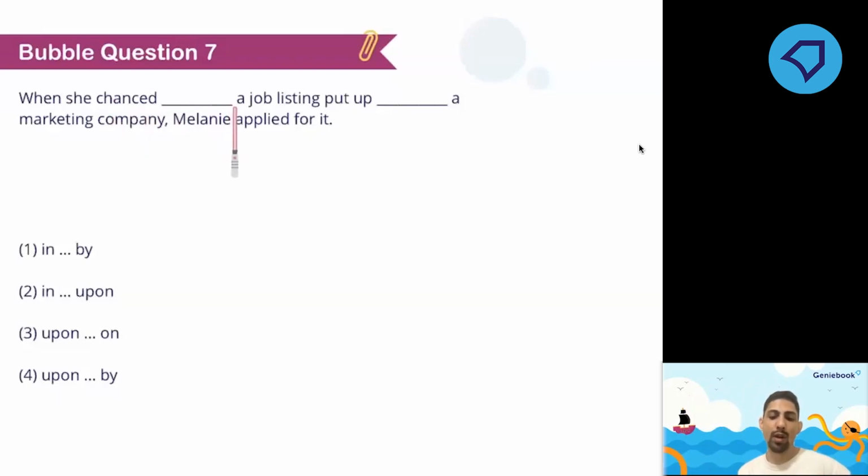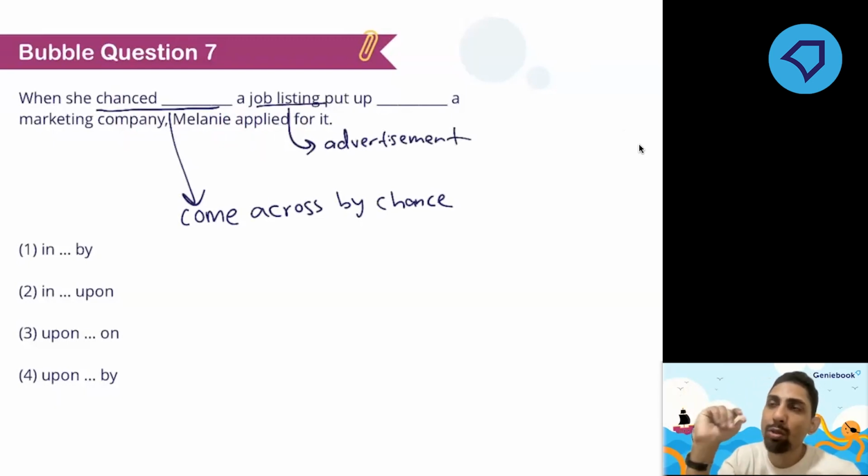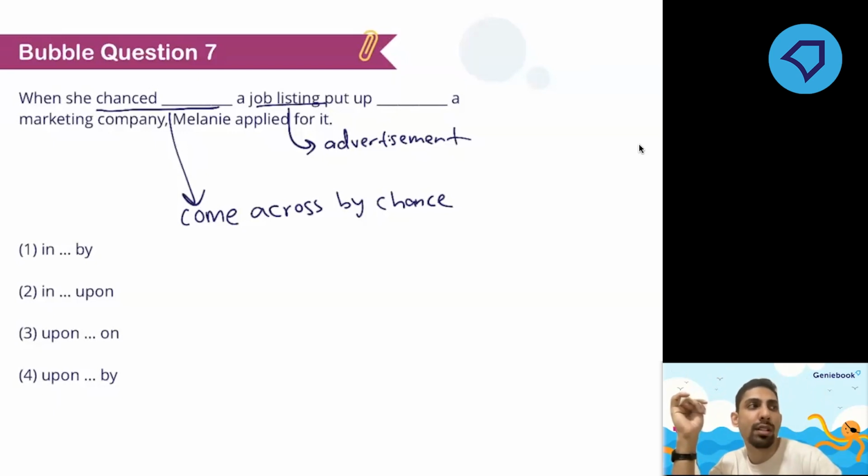When she chanced upon a job listing. To chance, this phrase, means to come across, come across by chance. She didn't plan for it. She was looking somewhere and then, hey, what is a job listing? It is an advertisement where a company says, we need a new cashier. Call this number to join us. The company lists the jobs that are available. If you want to join this company, send your email to blah, blah, blah.